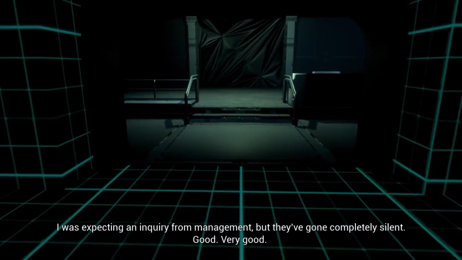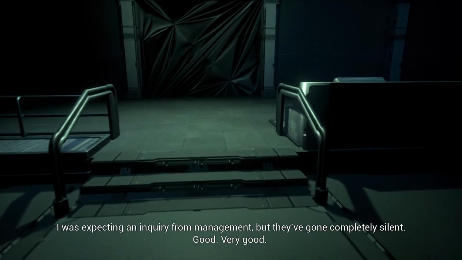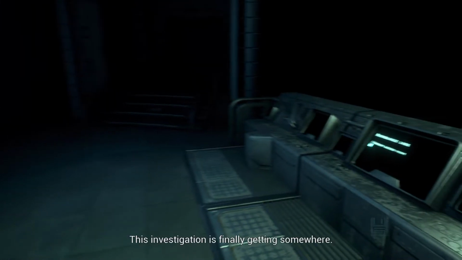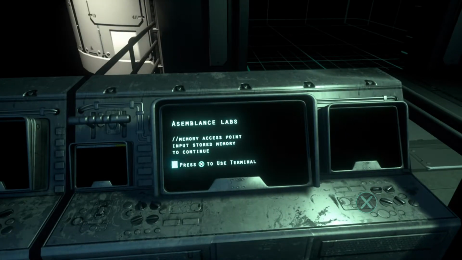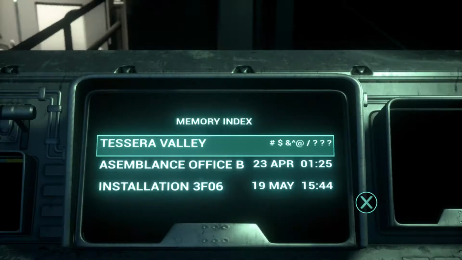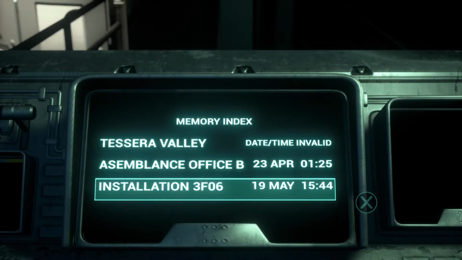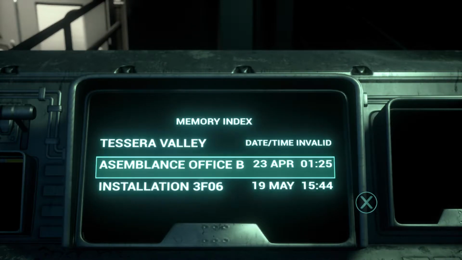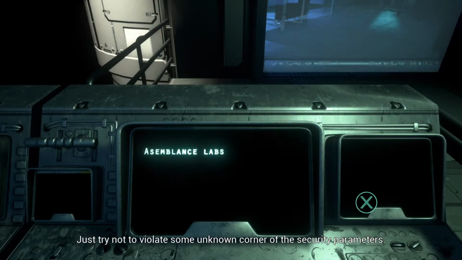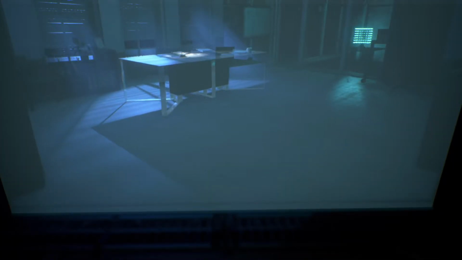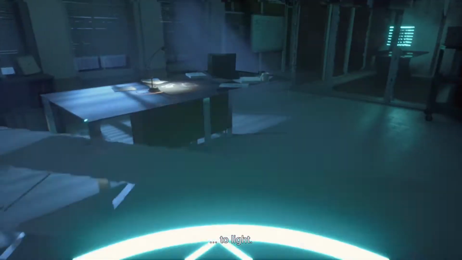What did you find? I was expecting an inquiry from management, but they've gone completely silent. Good. Very good. This investigation is finally getting somewhere. Just try not to violate some unknown corner of the security parameters, and the truth may finally come to light.